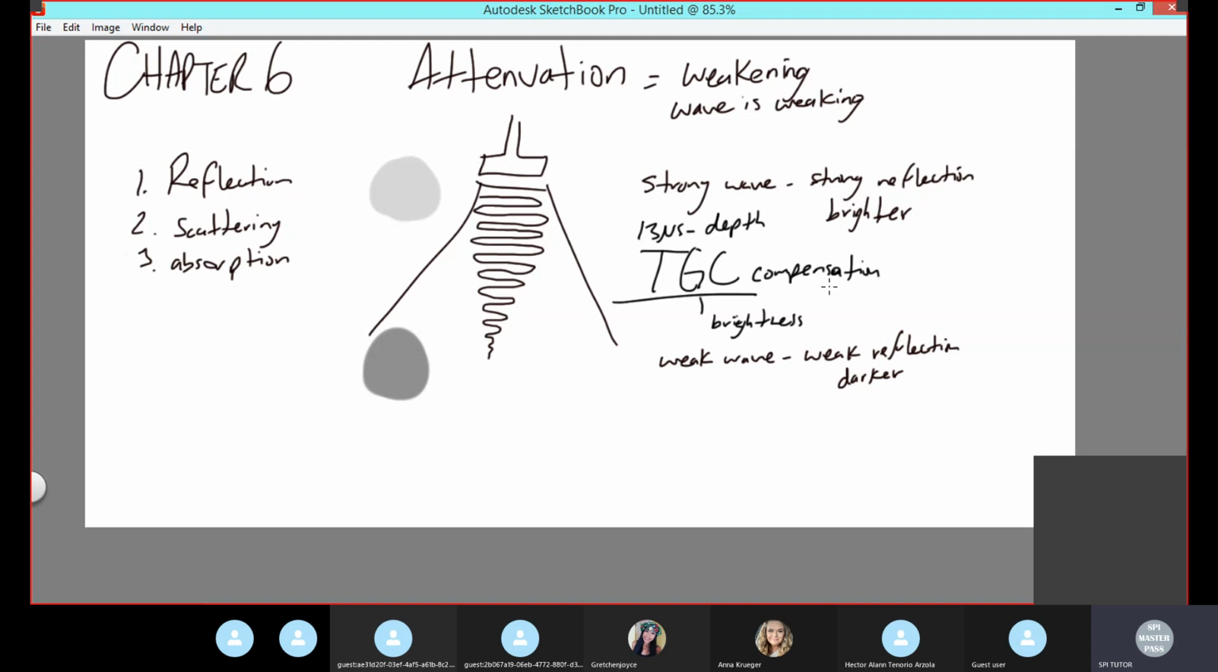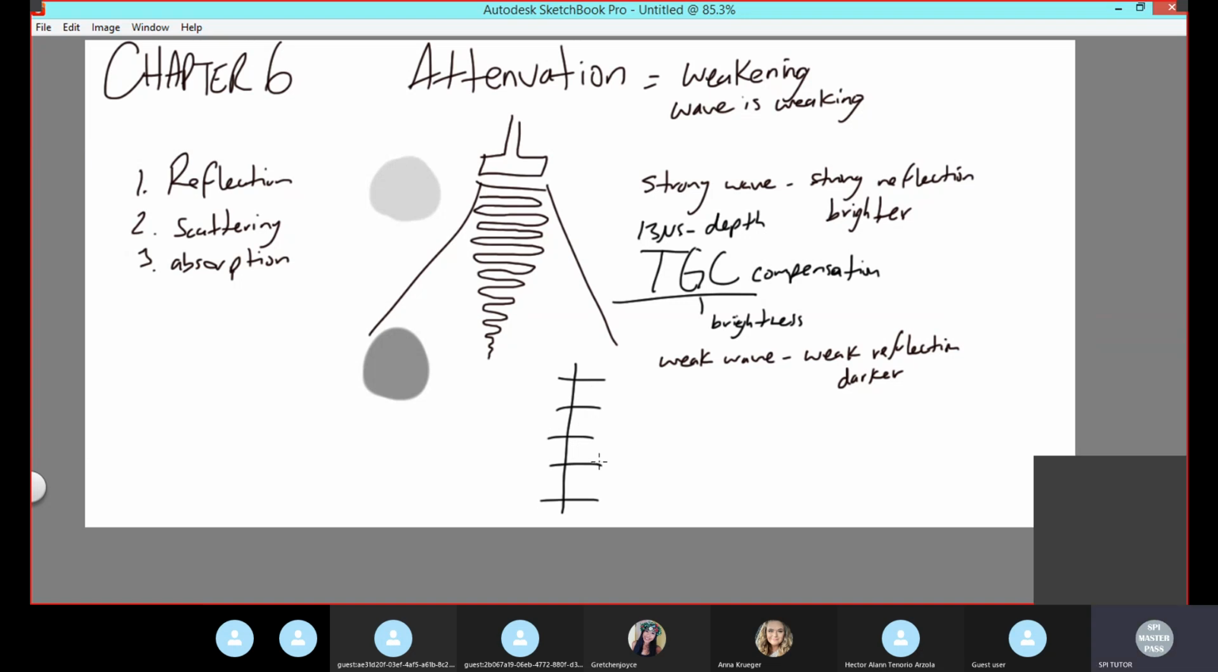So for the TGCs, that's what they're doing. They are compensating, trying to make up for the fact that your wave attenuated. So they're trying to help out the wave because they know that it attenuated. So then what you do is you have this TGC curve.